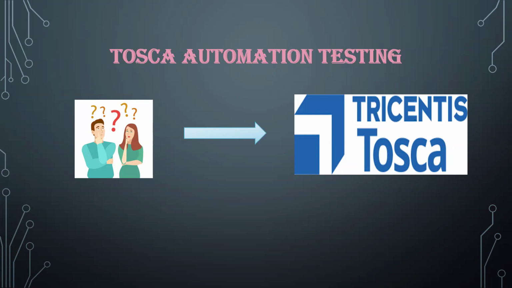Next, TOSCA automation testing. I want to give the overview of TOSCA automation testing. It is a popular automation testing tool developed by the Tricentis company. Did you hear it? Tricentis. So TOSCA is a software tool for automation testing. It helps ensure that software works correctly and meets quality standards.